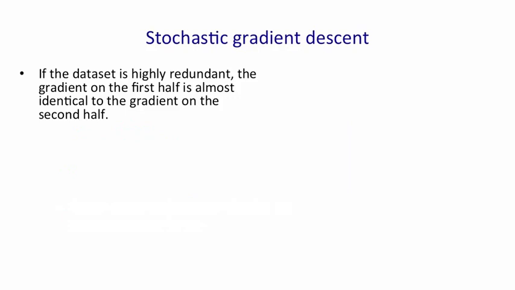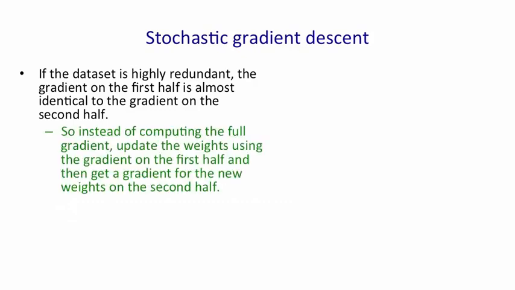Before we go into how we achieve that, I need to talk a little bit about stochastic gradient descent and the motivation for using it. If you have a dataset that's highly redundant, then if you compute the gradient for a weight on the first half of the dataset, you'll get almost exactly the same answer as you get if you compute the gradient on the second half. So it's a complete waste of time to compute the gradient on the whole dataset.